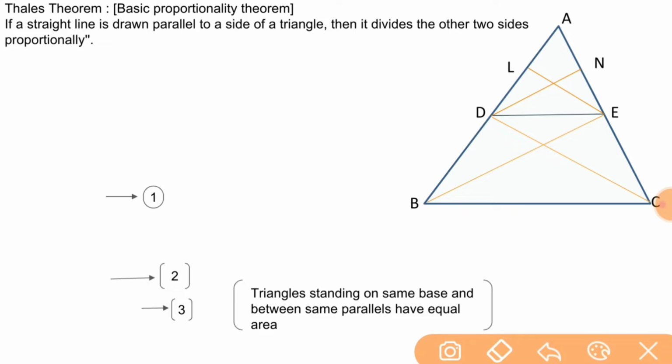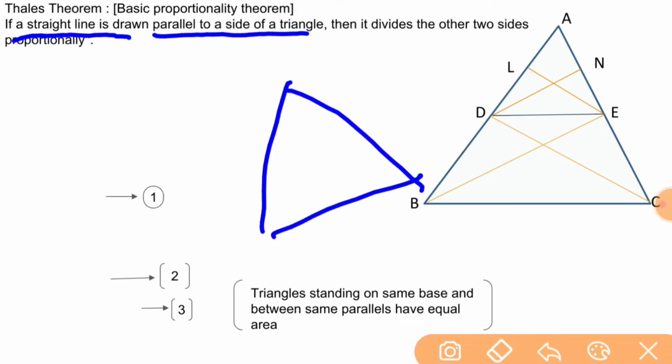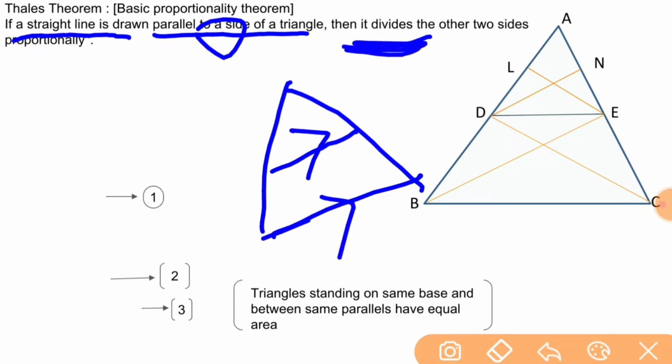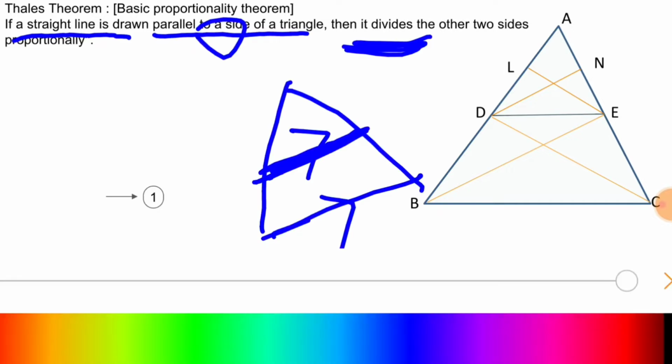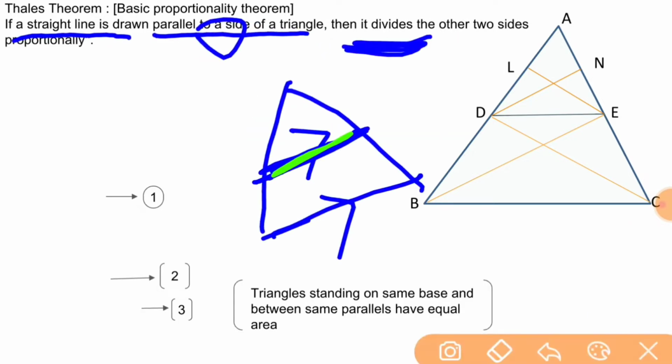It states that if a straight line is drawn parallel to a side of a triangle, what does it mean? It means that if there is a triangle and we have drawn a line parallel to any one side of the triangle, then it divides. What divides? This line divides the other two sides.